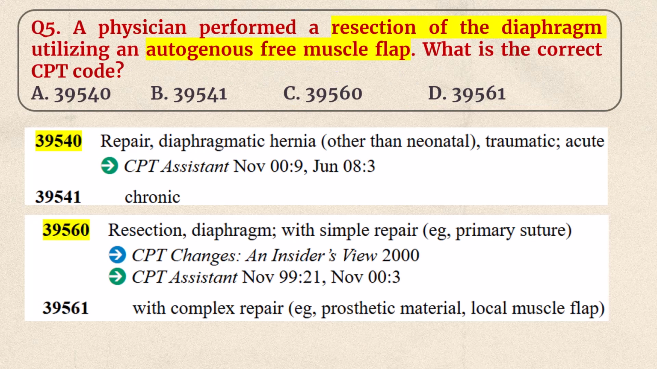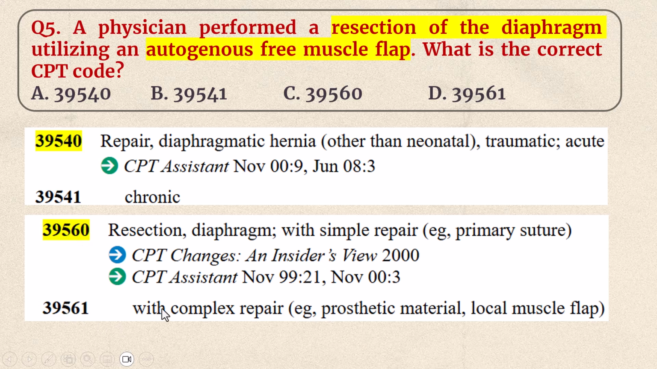When you go to the codes, 39,540 is repair diaphragmatic hernia. But here this is not the repair, this is resection of the diaphragm. So this is not suitable. 39,541 is chronic, so both answers are not suitable. When you see 39,560, resection diaphragm with simple repair, example, primary suture. That is 560.